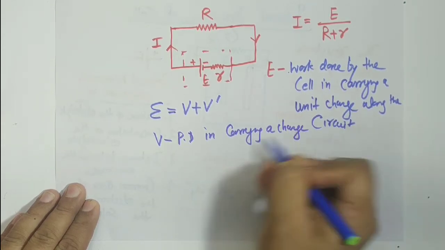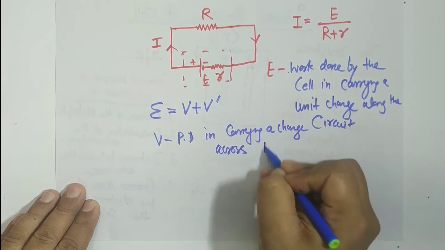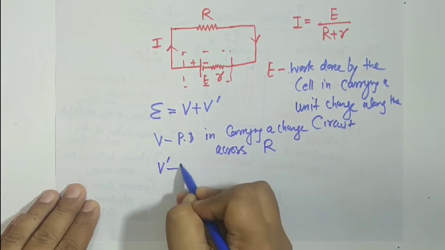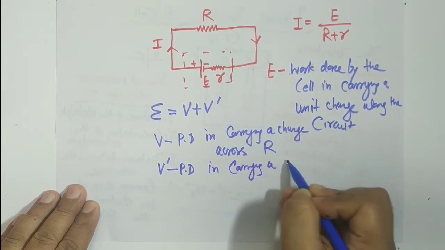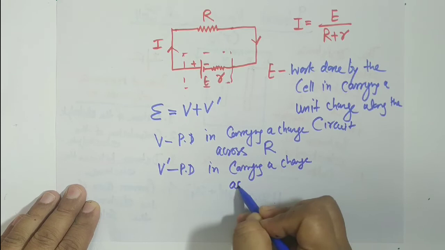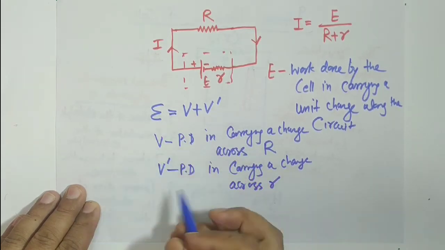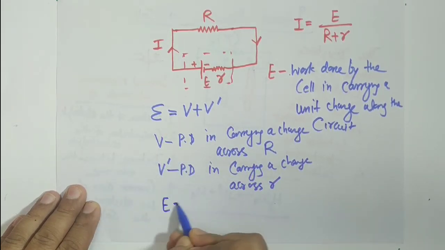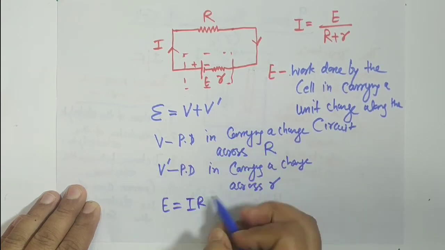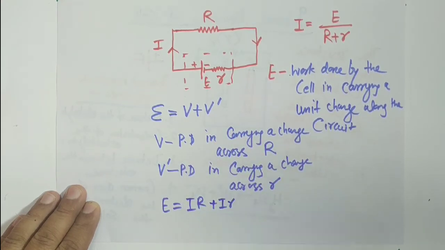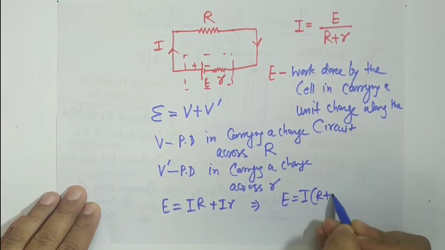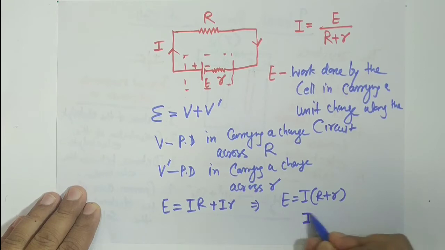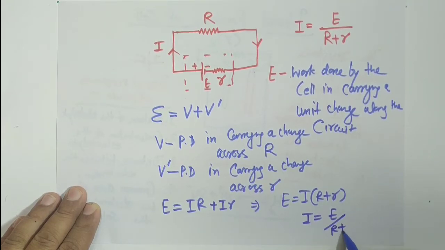In carrying a charge across what? Capital R. And small v dash is the potential difference in carrying a charge across small r. So if I put it here, what will be E? IR, and this will be what? I into small r. So it becomes IR plus Ir, and you know that you get the same thing here. I is E upon R plus r. So this is how we define it.